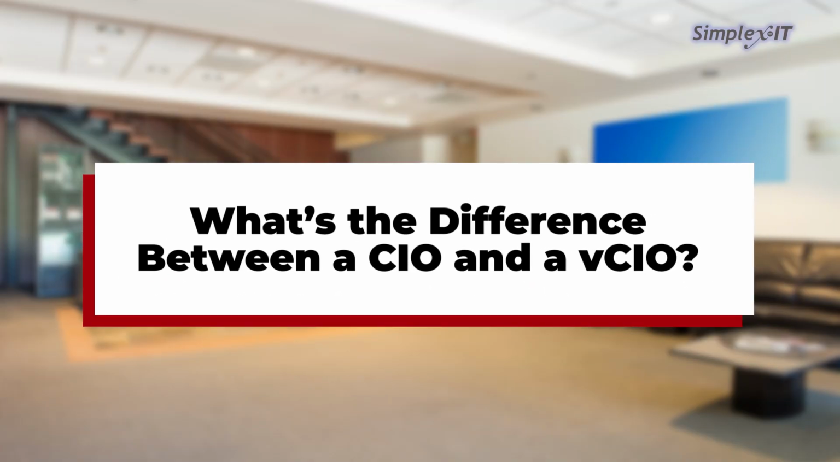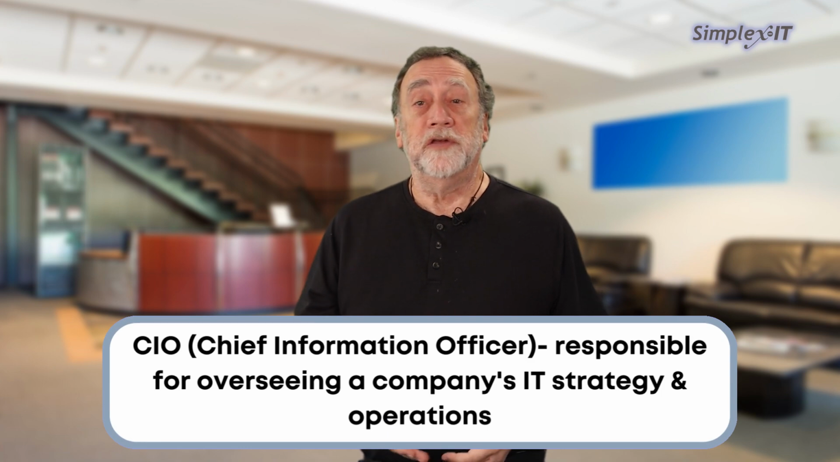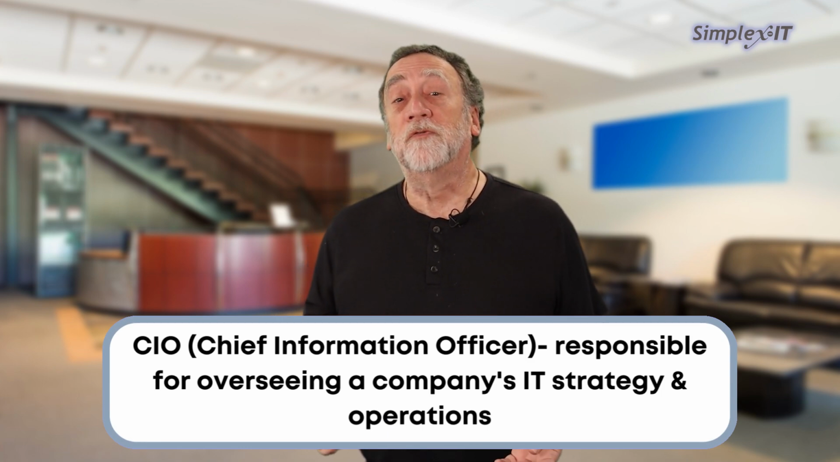So what is the difference between a CIO and a vCIO, besides just the letter V? So a CIO, or Chief Information Officer, is a high-level executive that's responsible for overseeing a company's information technology, IT, strategy, and operations. The CIO is typically a full-time employee of the company, and they lead the IT department and are responsible for ensuring that the company's technology infrastructure is secure, efficient, and aligned with the overall business goals.